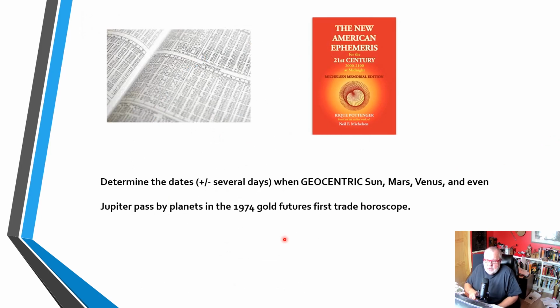And so to help you make those determinations, you are going to be using geocentric data. You can find that online. Maybe you've got a software program that helps you with that, or you can buy something like the New American Ephemeris for the 21st century. And with the 1974 first trade chart in hand, you can use your data and you can determine the dates, plus or minus a few days either side, when these transiting planets pass by the features in the 1974 first trade horoscope.